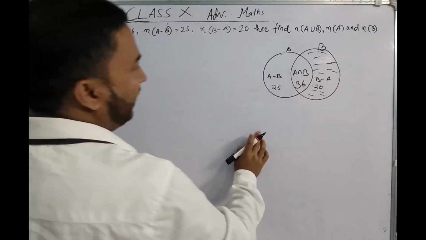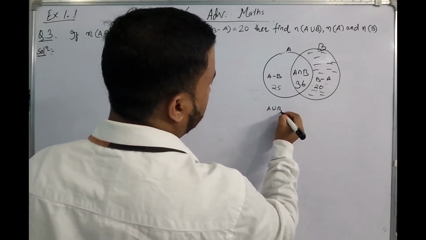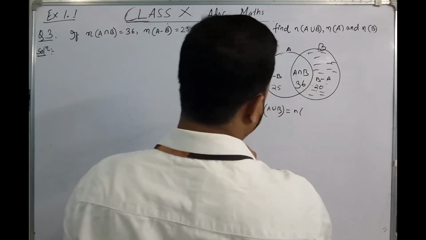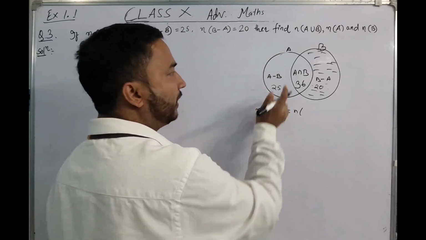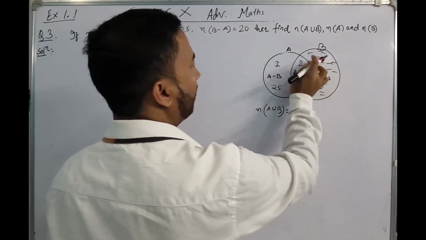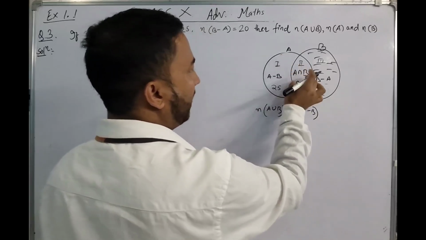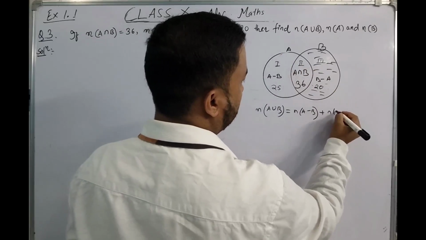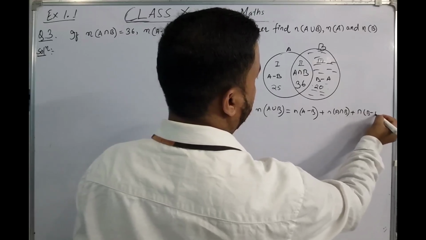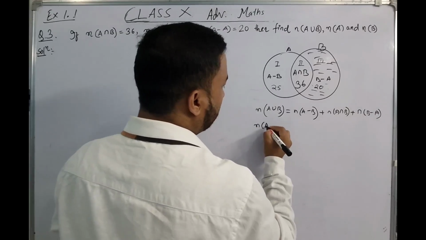From this Venn diagram, you see A union B will be equal to what? The number of elements in A union B will be equal to this part, part 1, part 2, and part 3, the summation of these three parts. Number of A difference B, this part, plus number of A intersection B, plus number of B difference A. This will give you the number of A union B.